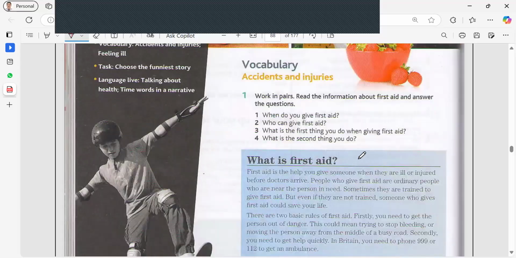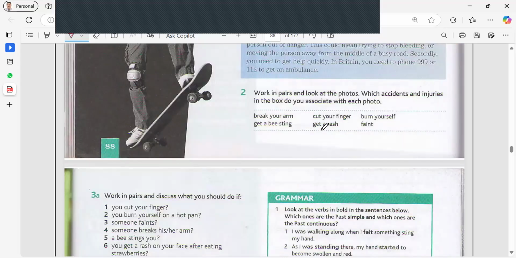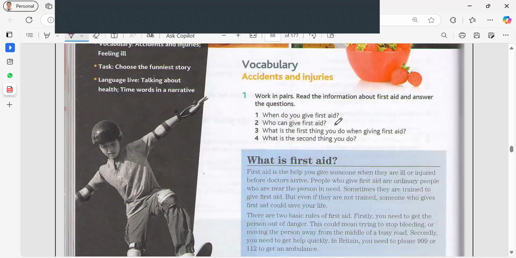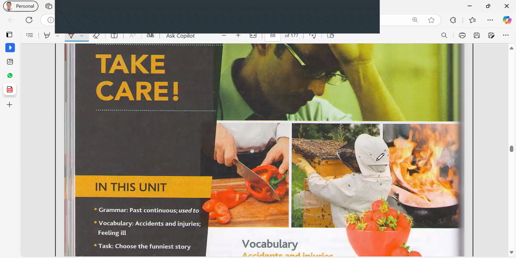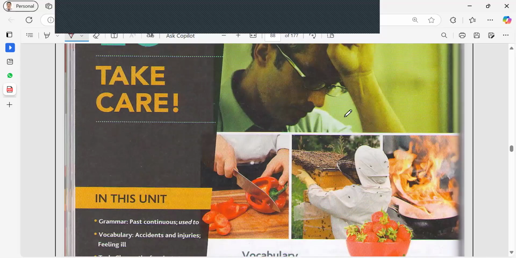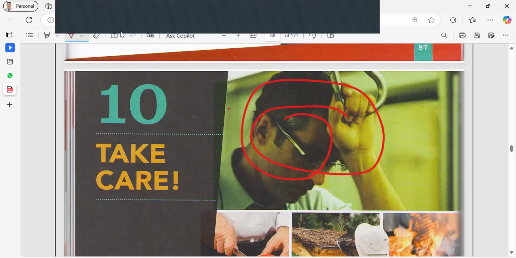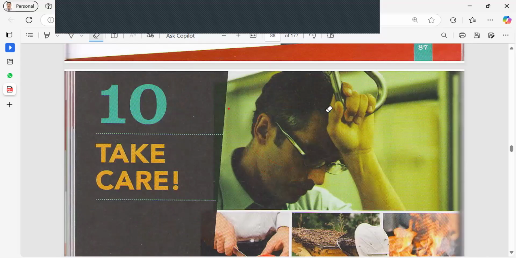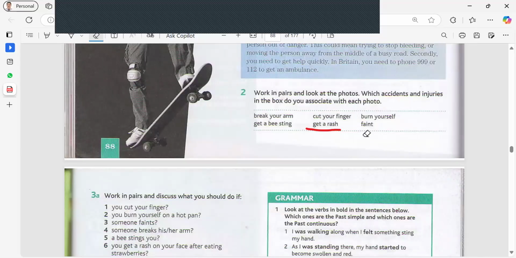Strawberry. You may get a rash. Some children, when they eat or drink strawberry juice, get a rash. The child gets itching or an allergy, because he's allergic to strawberry. And this person, I think, faint, maybe faint.